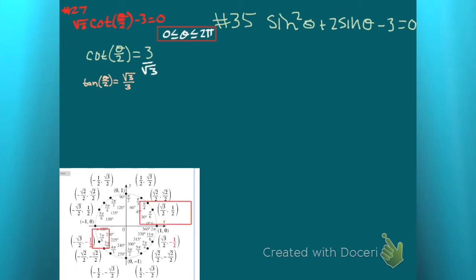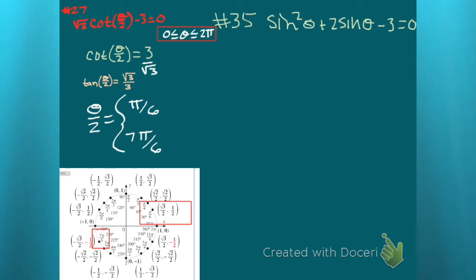It turns out to be both pi over 6 and 7 pi over 6 in our interval 0 to 2 pi. Because tangent is sine over cosine, that's y over x, and then you rationalize. So we have theta over 2 is equal to pi over 6 and 7 pi over 6. We're looking for theta, so we multiply everything by 2, because we're getting rid of the over 2 by multiplying by 2.